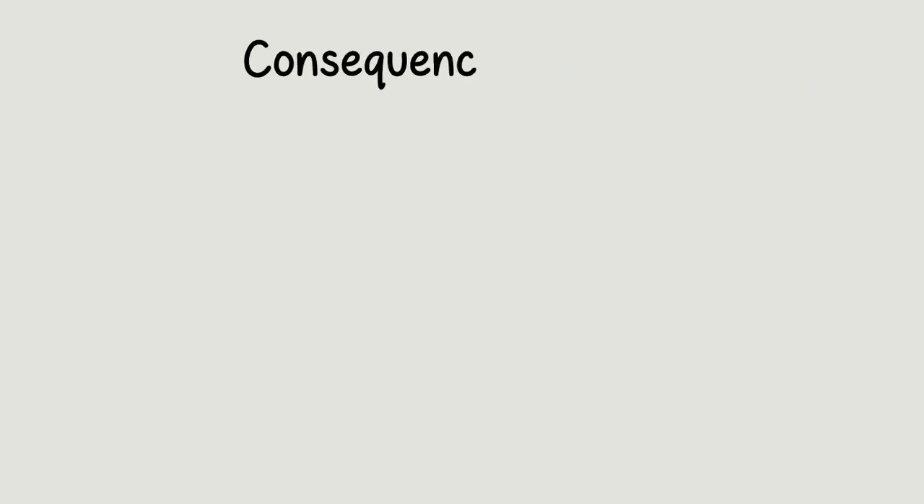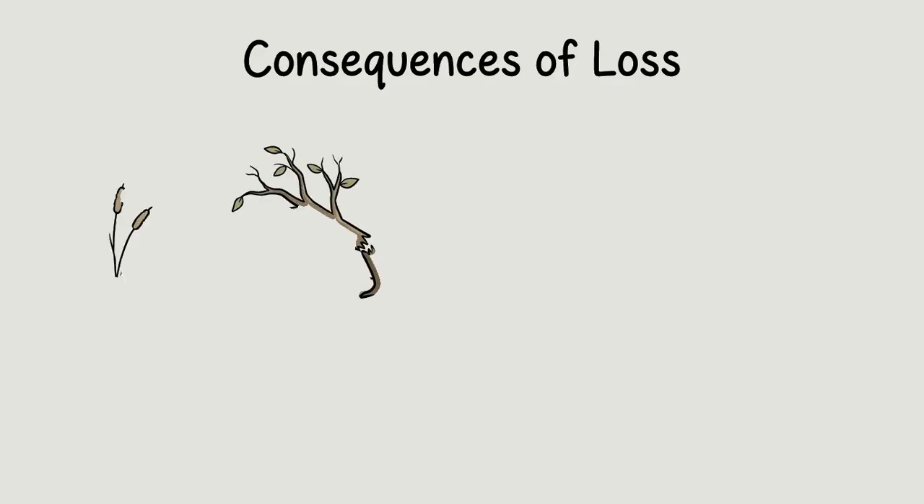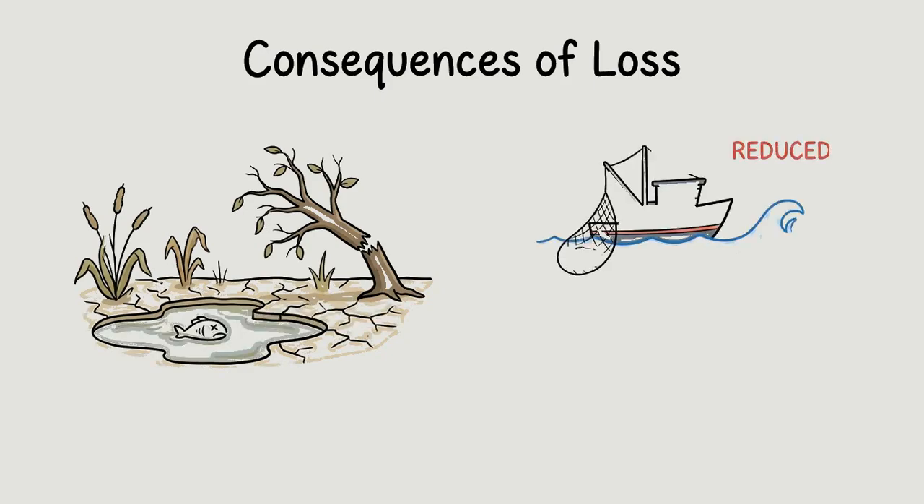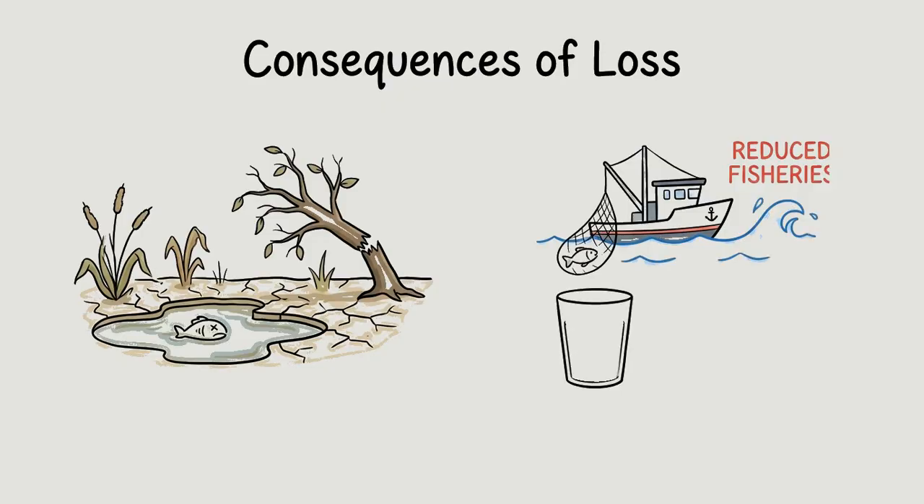When a keystone species is lost, the result is rarely just one missing species. Competition increases, biodiversity often declines, habitats simplify, and ecosystems become less stable. These changes can also affect humans by reducing services like fisheries, water quality, and natural pest control.